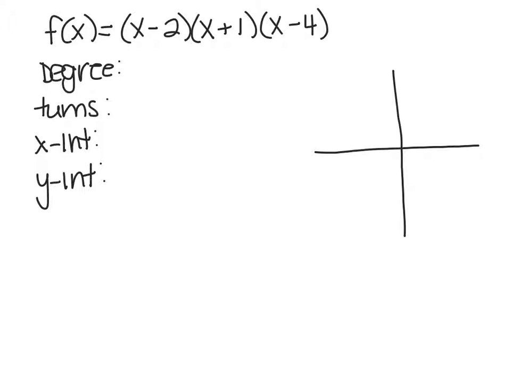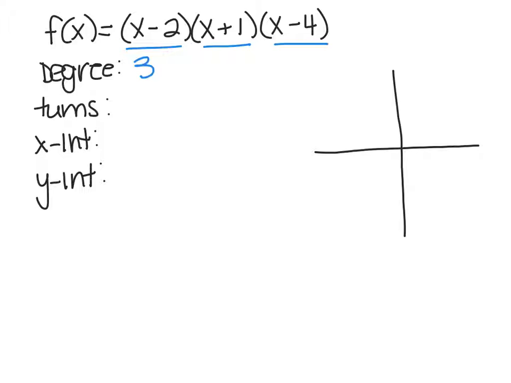We're going to take a look at a polynomial function that's broken down for us, and we're going to learn how to find x and y intercepts. So we're going to start with the degree. The degree of this function is 1, 2, 3 x's, so I have a degree 3 polynomial.